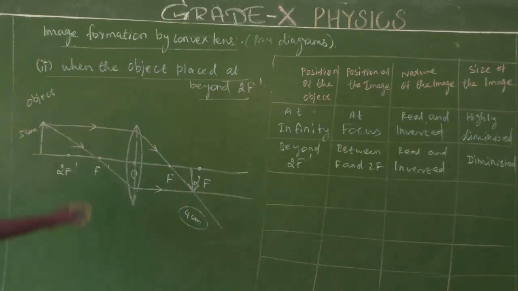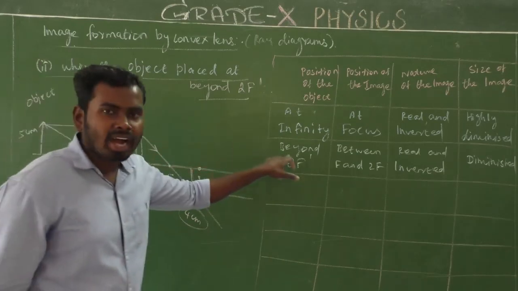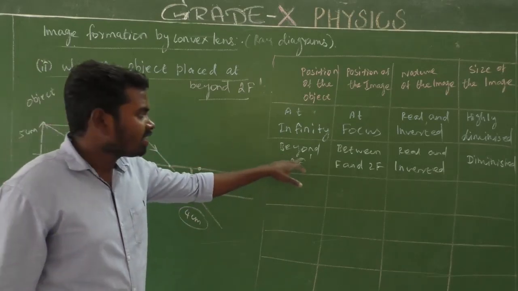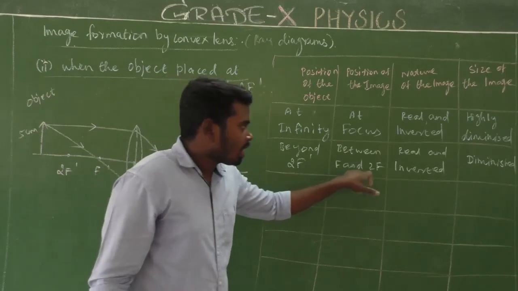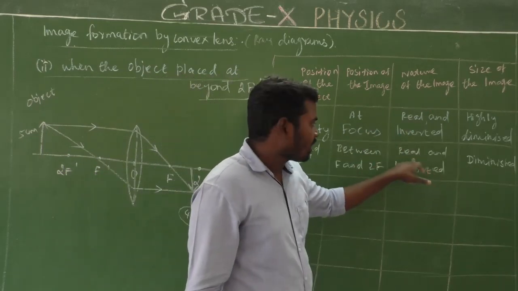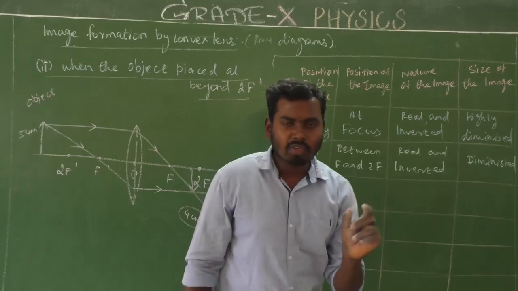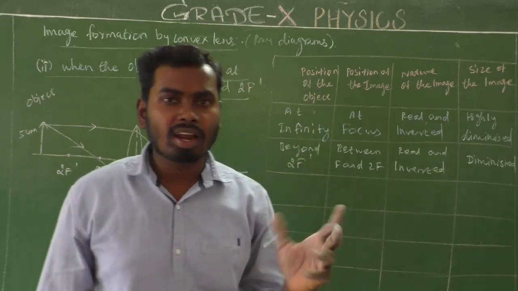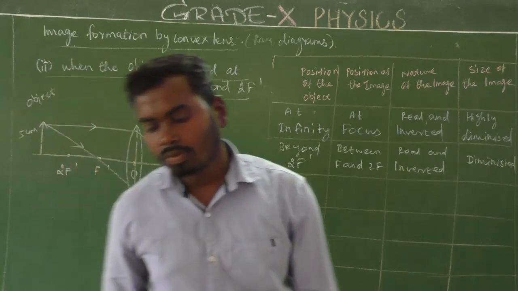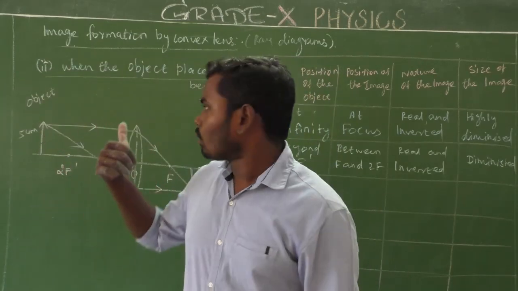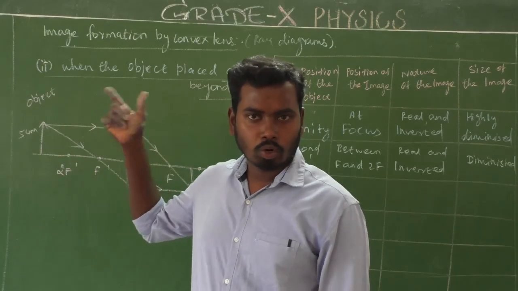Next, second case: when the object is placed beyond 2F dash, the image is formed between F and 2F. Then the image is real and inverted, and the size of the image is diminished, which means it's smaller than the size of the object. Is that clear? Very simple. So in this class, we have seen two positions of the object.